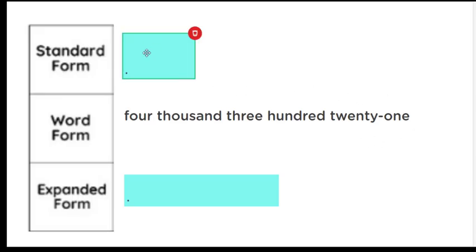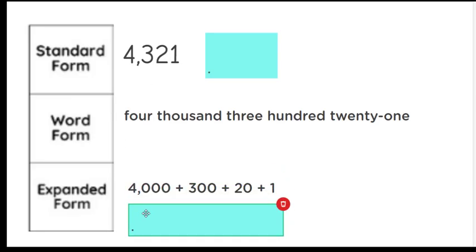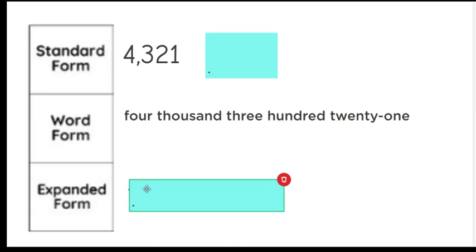Standard form, I'm going to uncover this. Same number, 4,321. Standard form is the actual numbers. They're digits. And that's what we're going to do today. We're going to take the words and turn them into digits. Expanded form you'll see on other videos, but that's when we stretch them out with their value. We're not going to do that today.